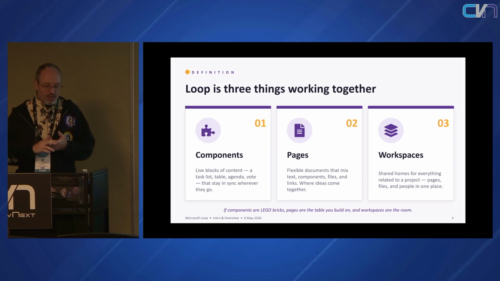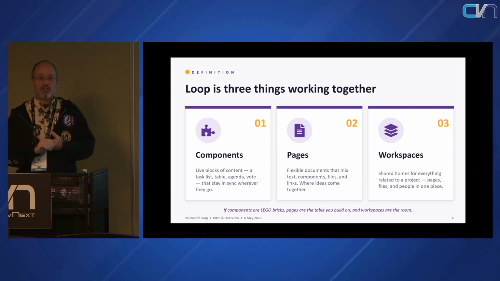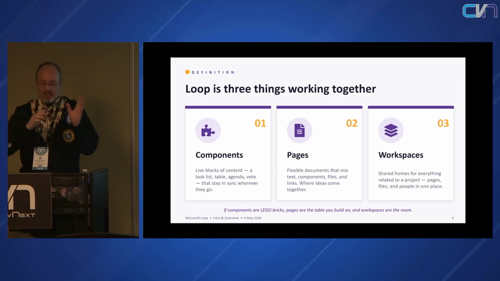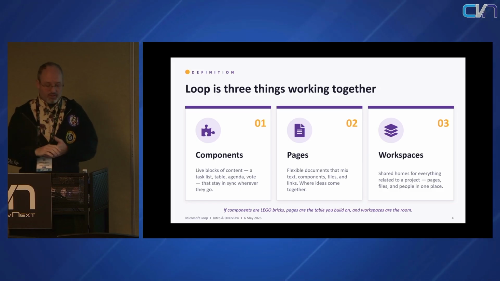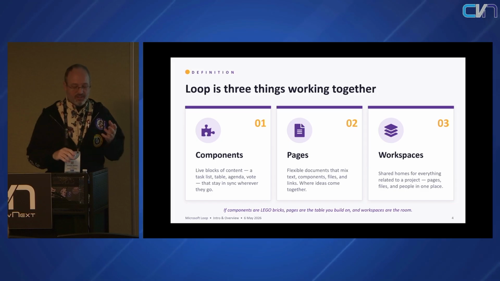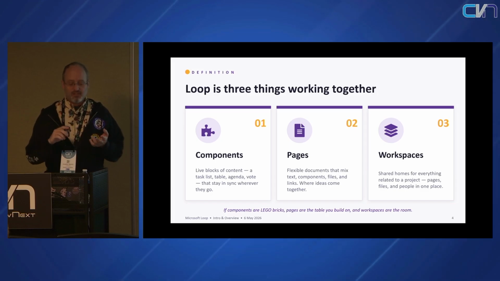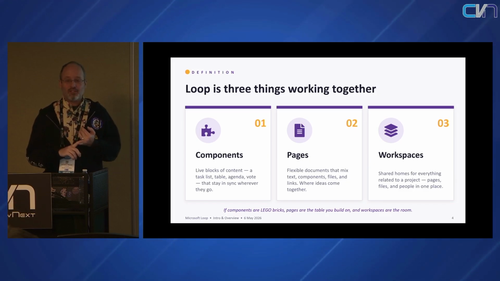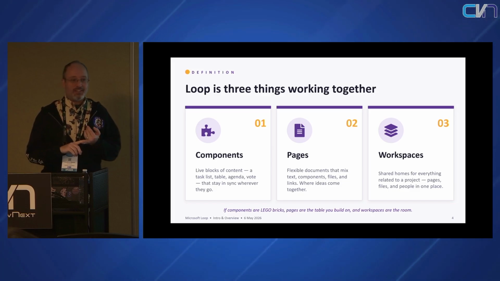All right, so we have live blocks of content. And when I say live blocks, I mean they're live. We're going to get into what that means on a future slide. But live blocks of content are things like task lists, tables, agendas, voting. I enjoy using the voting because, let's be real, trying to vote through Teams chat or email is not easy.